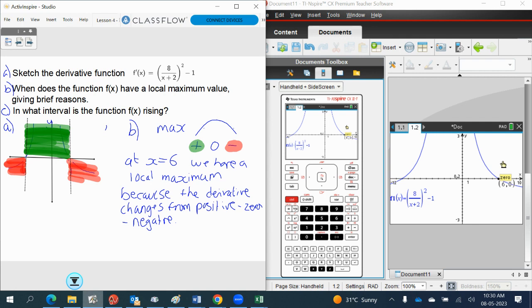In what interval is the derivative in the green space? Negative 10 to 6. And in that interval, it's positive. So it's rising. So in that green interval is where the original function will be rising because the derivative is positive. In these two red intervals is where the original function is falling because the derivative is negative, not the function. So in the red intervals, the derivative is negative. The original function is falling.